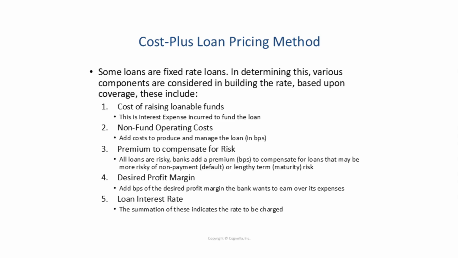The cost-plus method builds a loan rate step by step. Cost of funds, operating costs, risk premiums, and desired profit. Add those together, and you've got your interest rate. This method is straightforward, but competition may push actual rates lower.